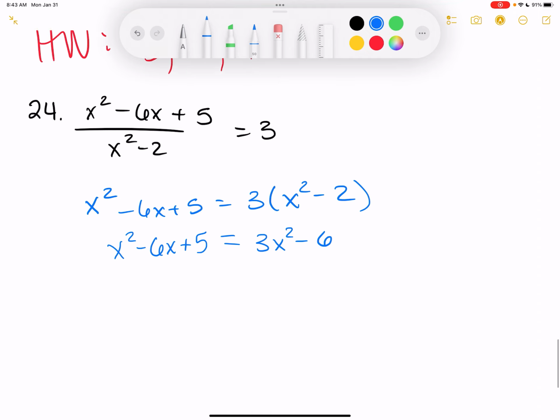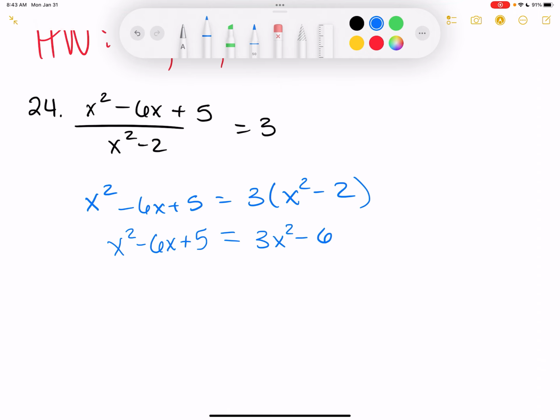Alright, so then move this stuff over. So that's going to be negative 2x squared minus 6x plus 11.